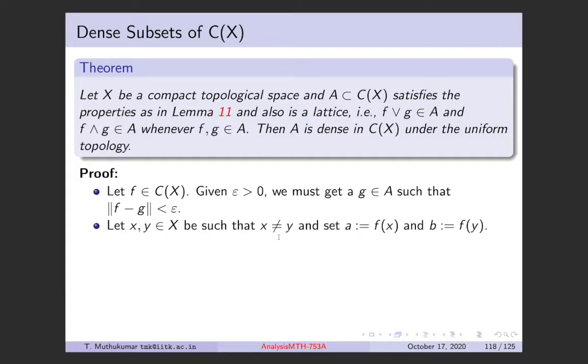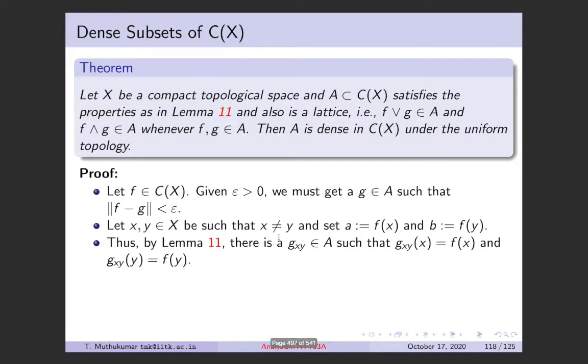Now again, by the lemma that we proved above, there is a function g_xy such that g_xy at x takes the value a, which is f(x), and g_xy at y takes the value b, which is f(y). This is from what we proved previously. So two distinct points can take the values that you prescribe. So you choose a function which takes the values f(x) and f(y).